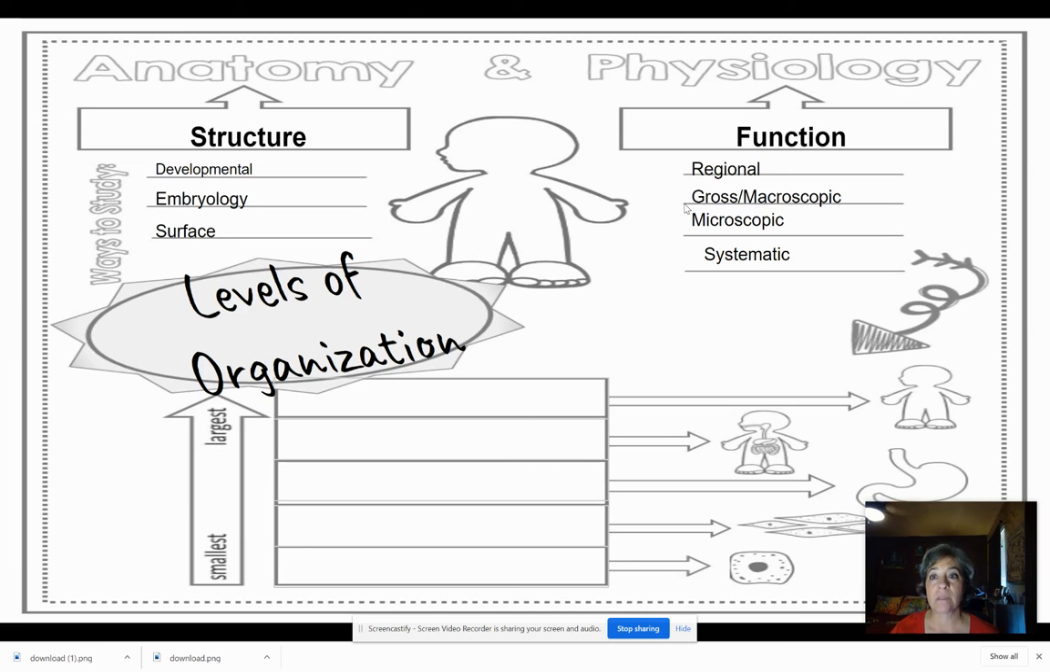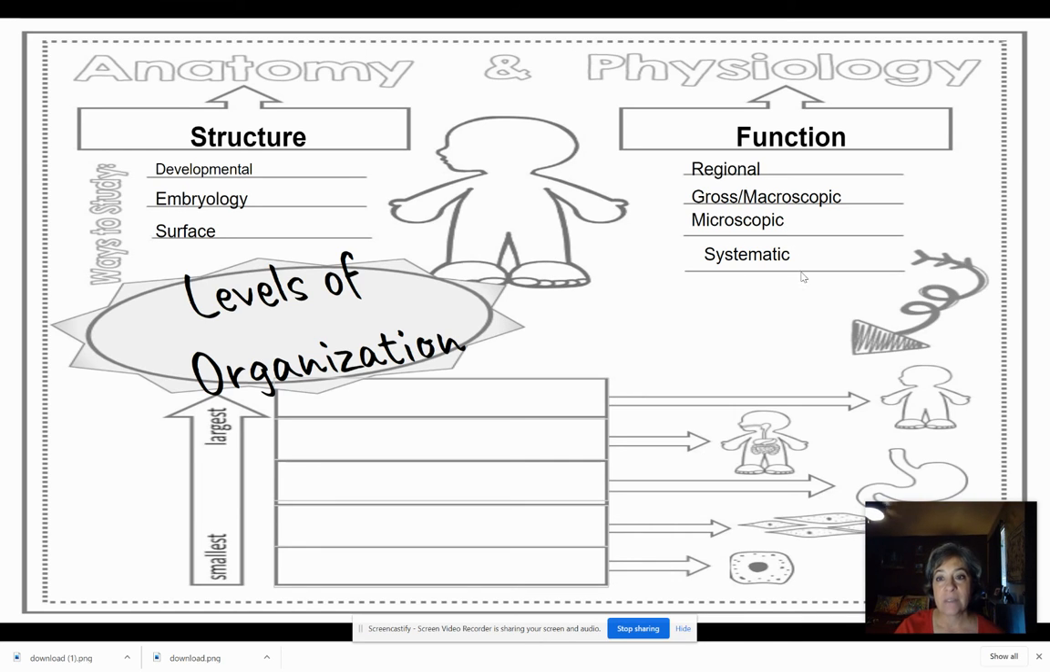That's what gross means, or macroscopic. That word macro means large. You don't need a microscope to study gross or macroscopic physiology or anatomy. Another way, though, is microscopic. If it's teeny tiny, if we're looking at cells or chemicals in the body, then you would be studying microscopic.